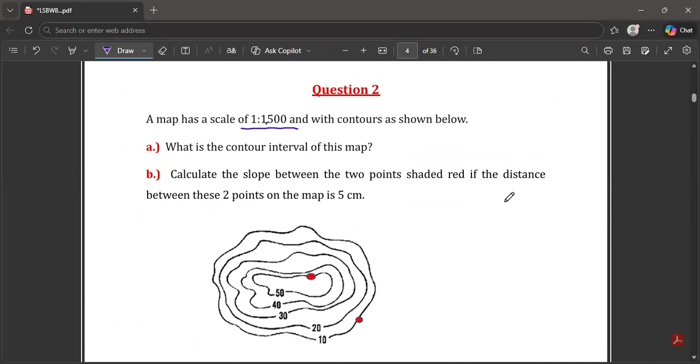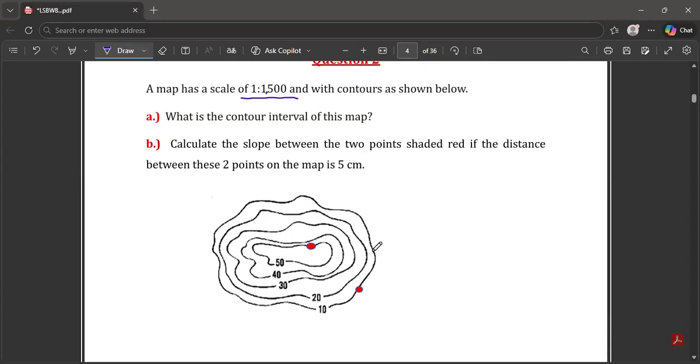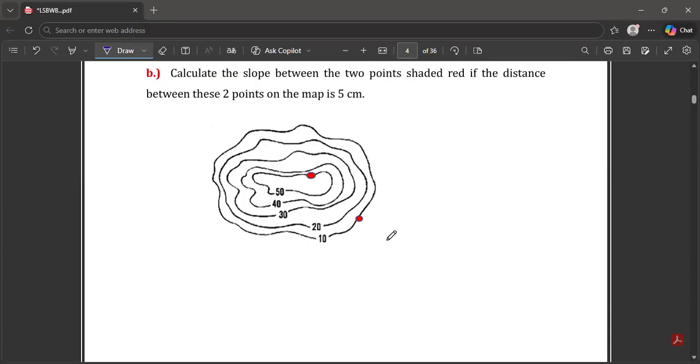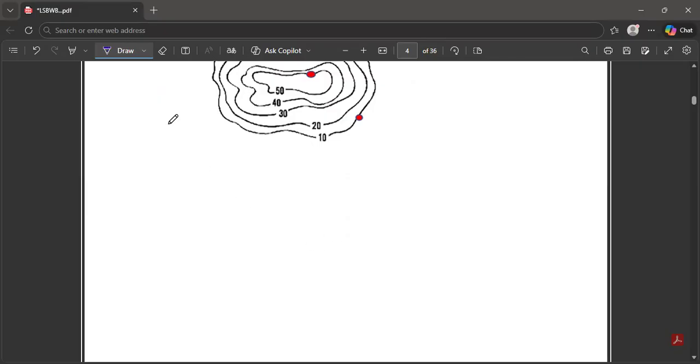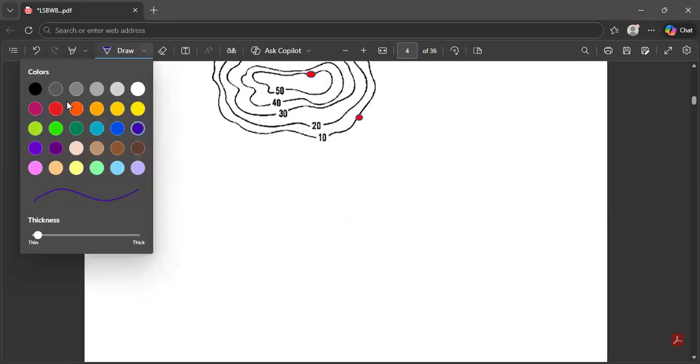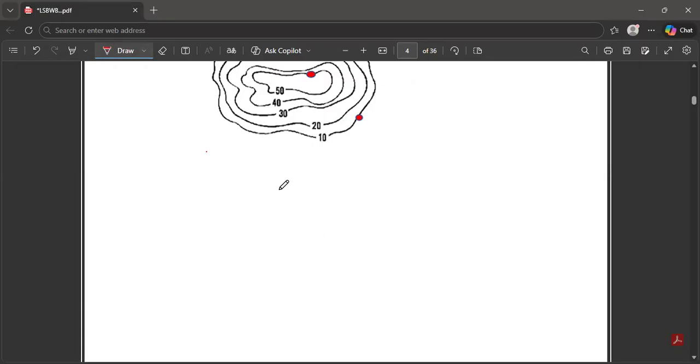And also, B is telling us to calculate the slope between the 2 points shaded red if the distance between these 2 points on the map is 5 centimeters. All right. Let's quickly write our solution.